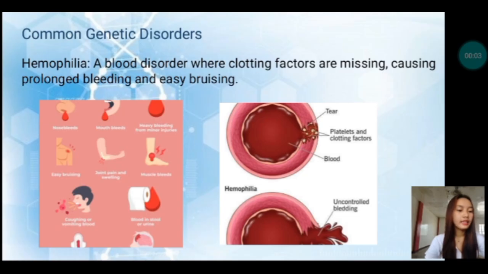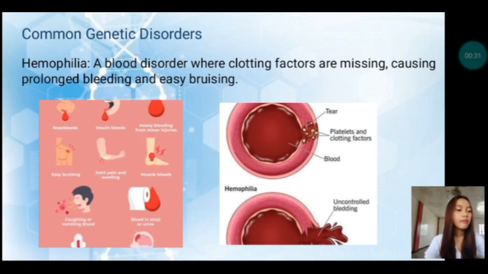So hemophilia is a blood disorder where the body doesn't have enough of the protein needed for blood clotting. This means that when someone with hemophilia gets a cut or is injured, it takes a long time to heal and they can bleed for a long time. The effect is that people with hemophilia bruise easily and can have internal bleeding which can be very serious.